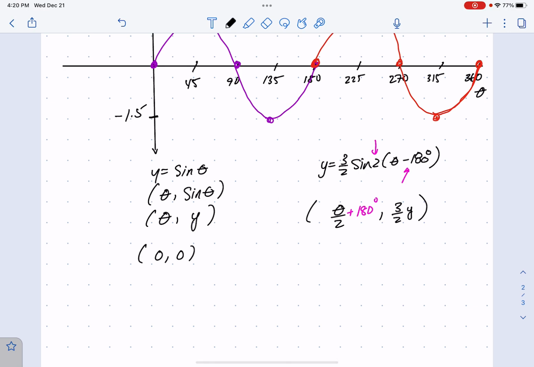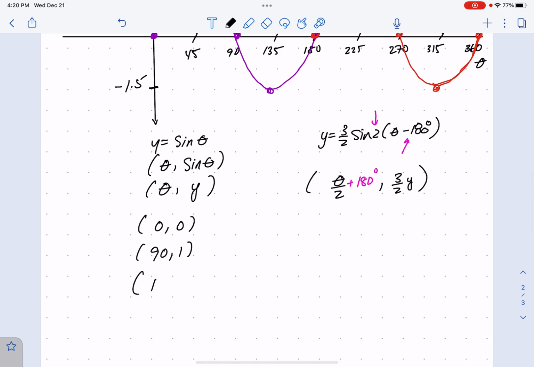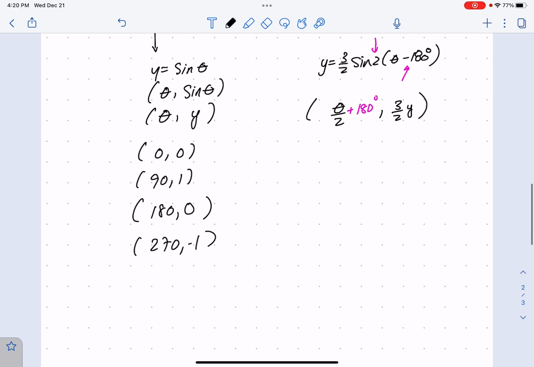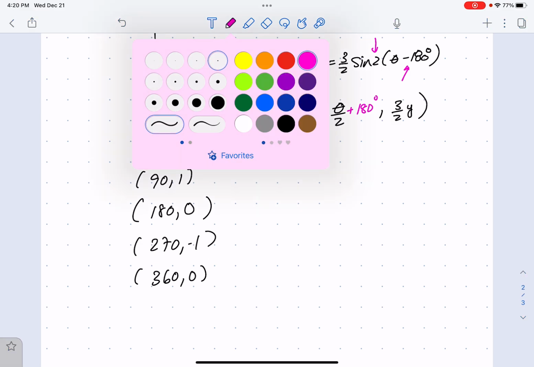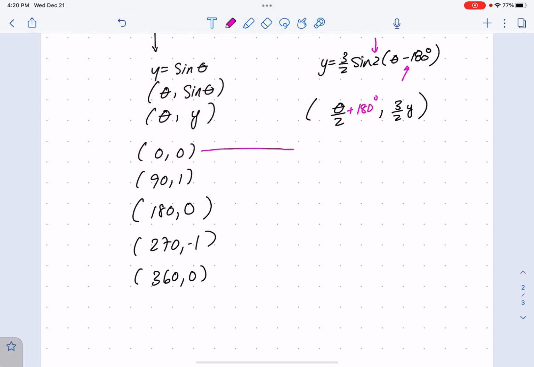that that's going to be 0 and 0. We know it's going to be 90 and 1. We know it's going to be 180 and 0, 270 and negative 1, and 360, comma 0. Now we're going to shift all of those guys over to this side.